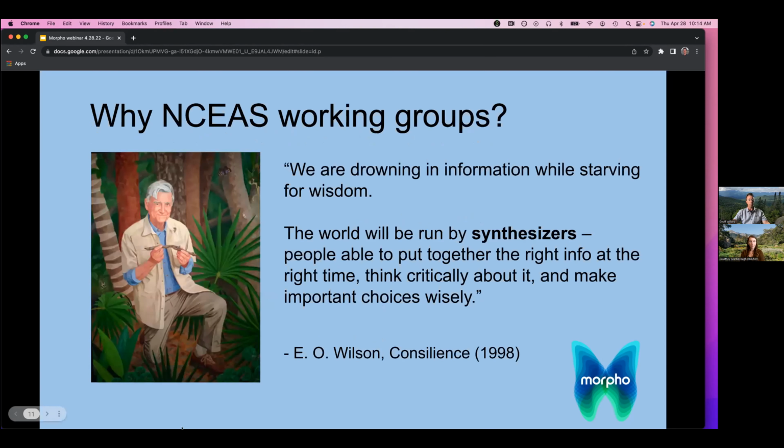So, a couple of testimonials here about working with NCEAS and working groups that conduct synthesis science here at NCEAS. I'm sure many of you are familiar with the work of E.O. Wilson. In his 1998 book called Consilience, he describes from his perspective why he thinks that synthesis science is going to be so fundamental to the development of knowledge in the 21st century and beyond. The key quote from Consilience is, "We are drowning in information while starving for wisdom. The world will be run by synthesizers, people able to put together the right info at the right time, think critically about it, and make important choices wisely."